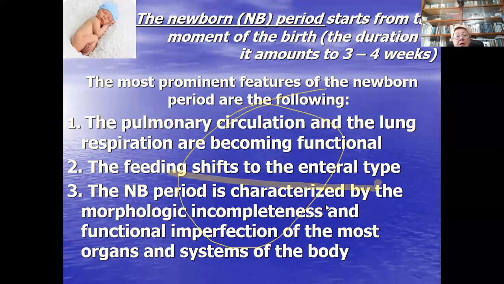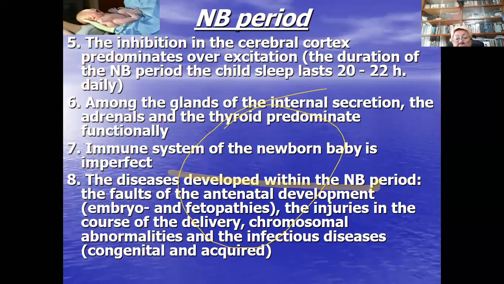The inhibition in the cerebral cortex predominates over excitation. So at this period, the child mostly sleeps, and the sleep period lasts more than 22 hours. Among the glands of internal secretion, the adrenal and the thyroid predominate functionally. The immune system of the newborn baby is imperfect.